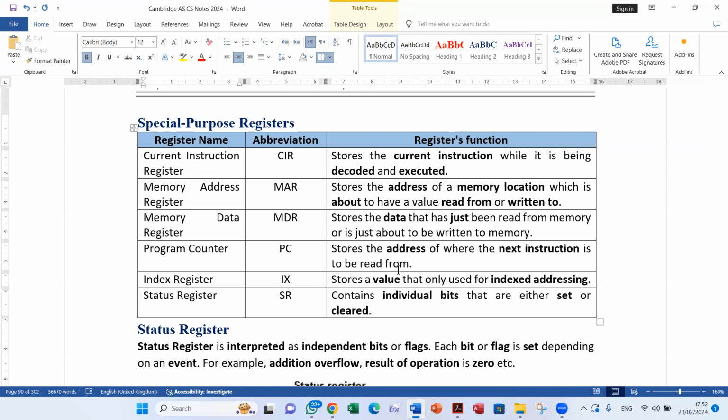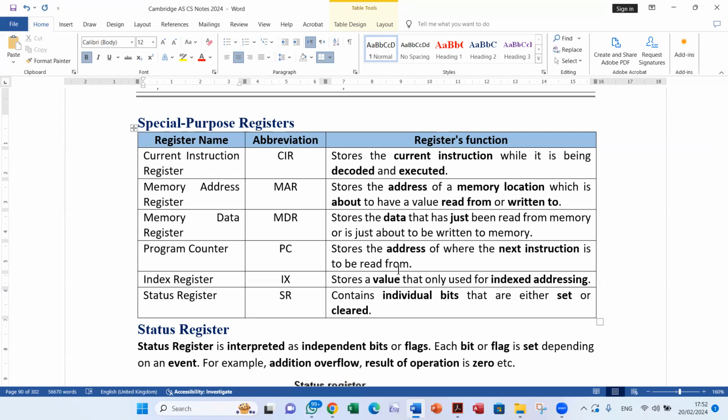We have 2 new registers newly introduced in the AS. One of them is called the IX, the index register, and the other is called the SR, the status register.